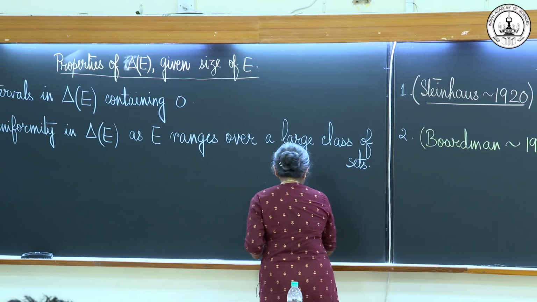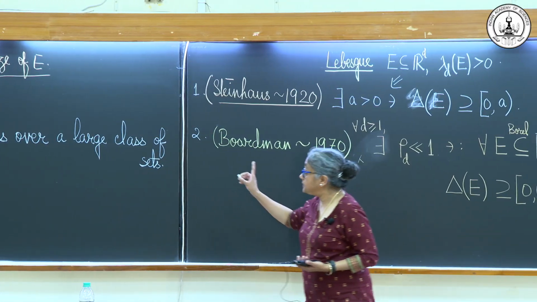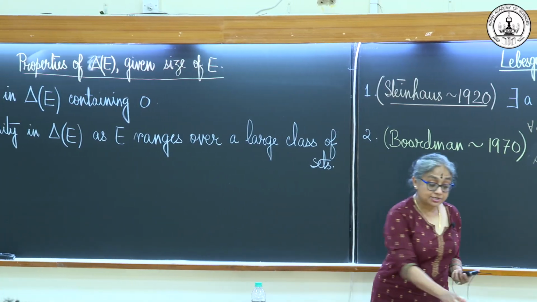All right. So we are going to keep talking about different properties of distance sets. This was uniformity. What's my next property?